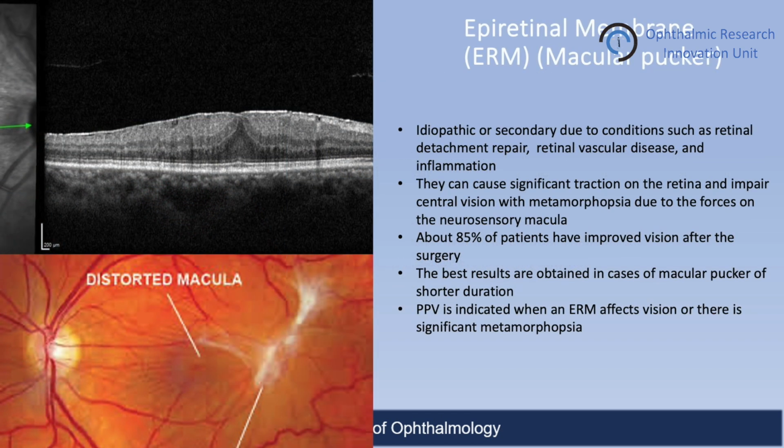Epiretinal membranes can be idiopathic or seen after a host of conditions such as retinal detachment repair, retinal vascular disease, and inflammation. They can cause significant traction on the retina and impair central vision with metamorphopsia due to the forces on the neurosensory macula. Vitrectomy with ILM peeling is indicated when an epiretinal membrane affects vision or there is significant metamorphopsia.